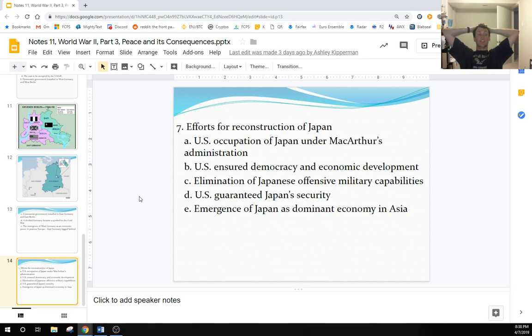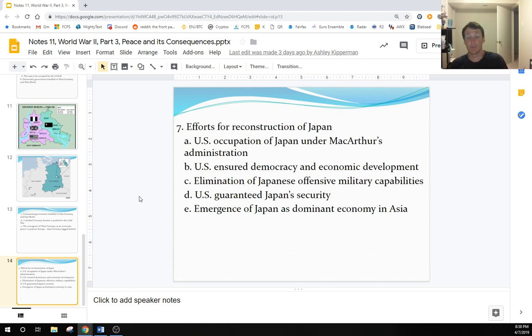Okay, the U.S. is going to ensure democracy and economic development of Japan, and it's going to get rid of the offensive military capabilities of the Japanese, and it's also not really going to allow the Japanese to have a military. In doing that, the United States is going to basically guarantee Japan's security as a result. So we know that Japan today is a pretty dominant economic powerhouse in Asia, right?